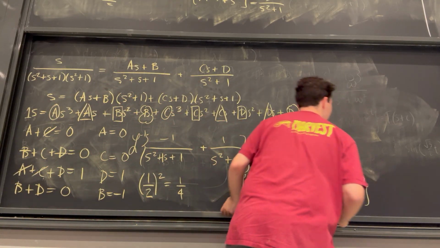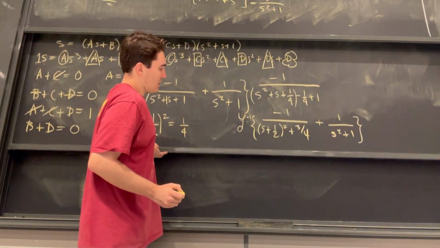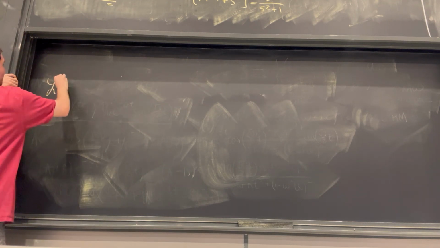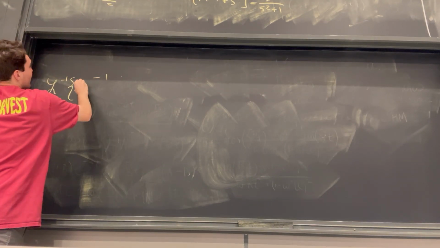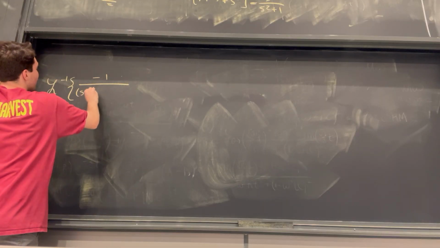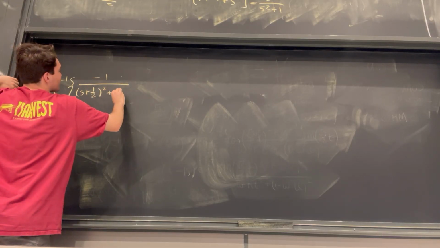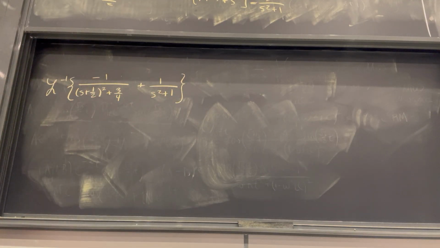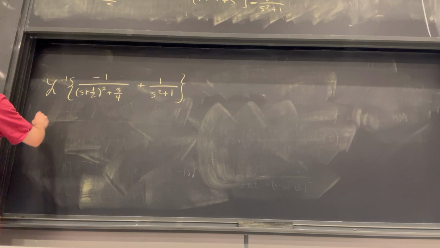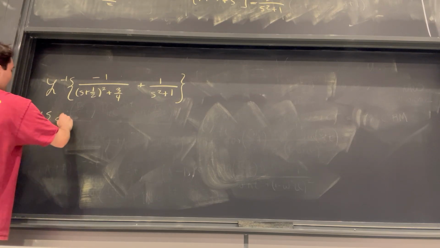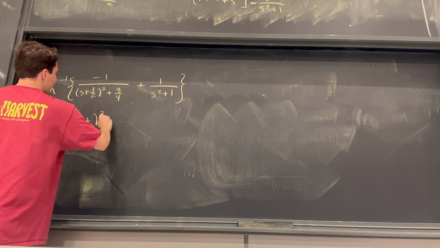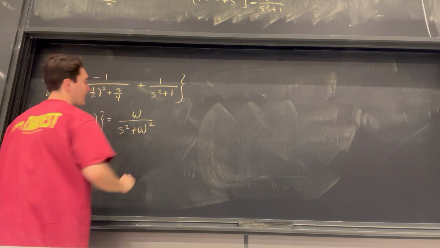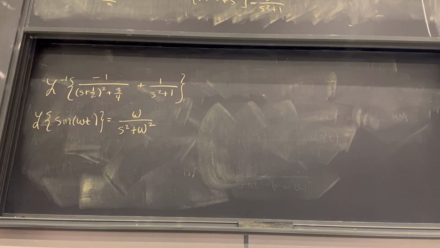There's just a few more considerations I have to do. Let me just bring this up here. So my goal is to be able to do the inverse Laplace transform on -1 all over s plus 1/2 squared plus 3/4, plus 1 over s squared plus 1. I want to be able to take the inverse Laplace transform of this. I'm so close. I just need to remember that the Laplace transform of sine of omega t is going to equal omega all over s squared plus omega squared. That's a really important identity I need to know.